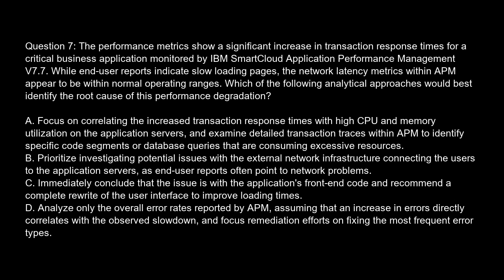Option C. Immediately conclude that the issue is with the application's front-end code and recommend a complete rewrite of the user interface to improve loading times. Option D. Analyze only the overall error rates reported by APM, assuming that an increase in errors directly correlates with the observed slowdown, and focus remediation efforts on fixing the most frequent error types.